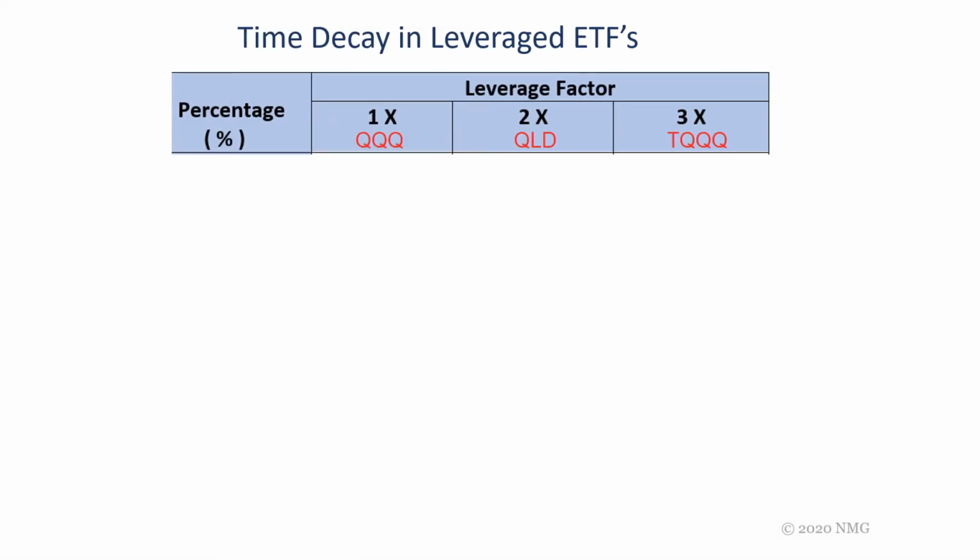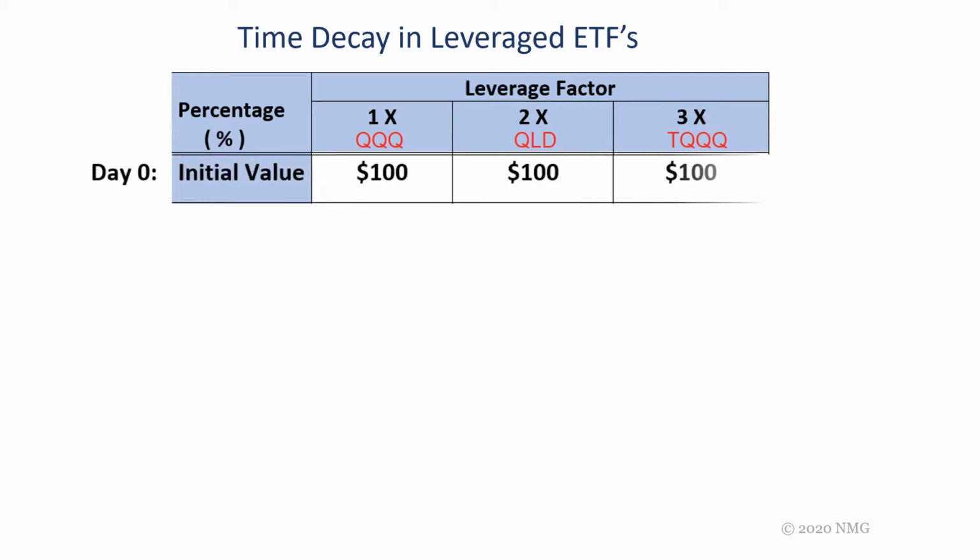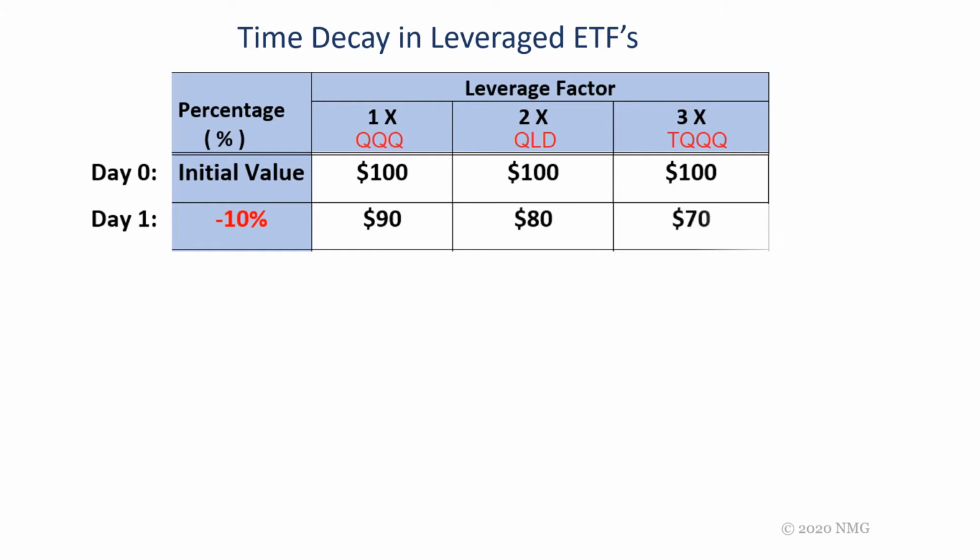This simple, fascinating algorithm shows how a trader can lose money in these leveraged ETFs even when the market remains flat. Consider all the traditional and leveraged ETFs are trading at $100. Let's go over some hypothetical movements. On day 1, the market falls by 10%. The 1x would be $90, 2x would move down by 20% to $80, and 3x would move down by 30% to $70. On day 2, the market falls by 10%.